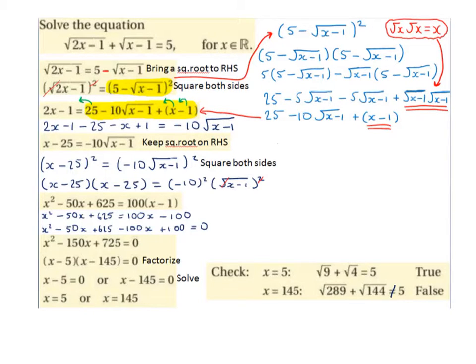Okay, so we're going to bring down the 2x minus 1. The 25 is going to go over the equal sign and become minus 25. The x is going to go over the equal sign and become minus x. And the minus 1 is going to go over the equal sign and become plus 1. Next we have equals, and then we still have minus 10 root x minus 1 on the right hand side.